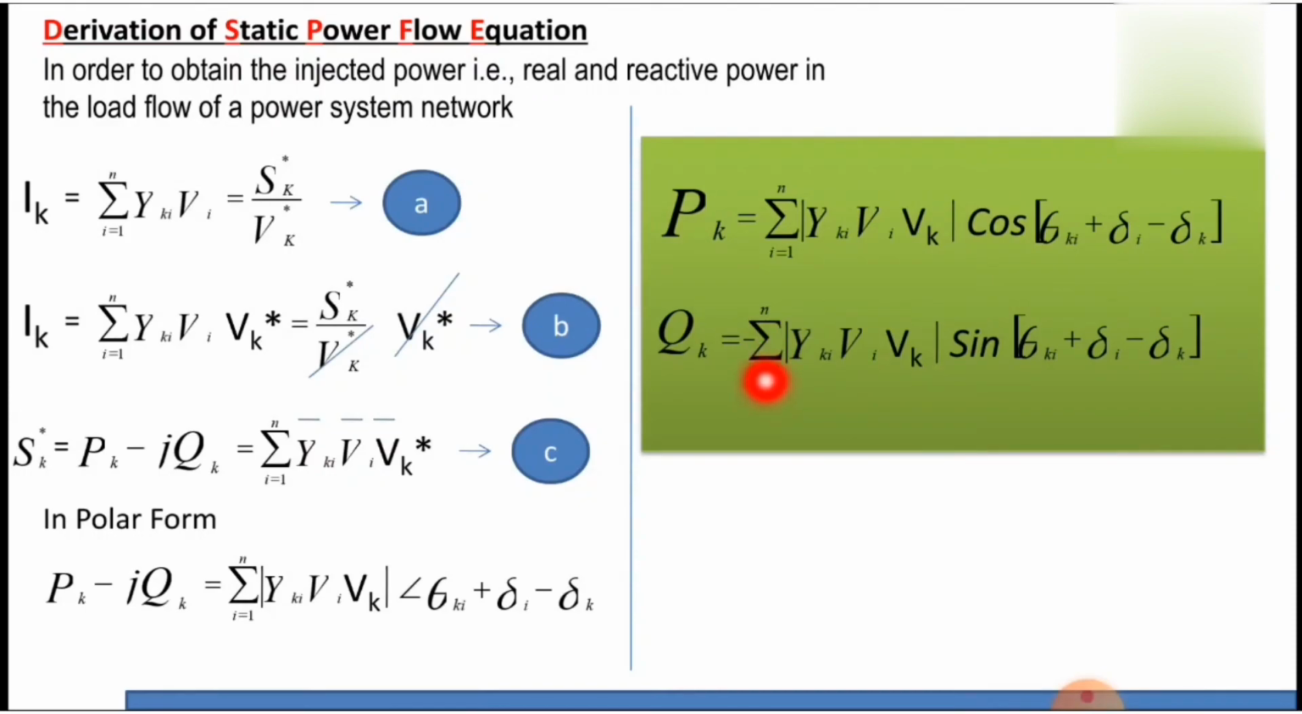The conclusion of this topic is we are considering the power system network. In that power system network, we are obtaining the expression for the injected power. That injected power is in terms of real and reactive power. The final expression is Pk is equal to sigma i is equal to 1 to n, mod value of Yki Vi Vk, the cos of theta ki plus delta i minus delta k. Similarly, Qk is equal to sigma i is equal to 1 to n Yki Vi Vk, the sine of theta ki plus delta i minus delta k.